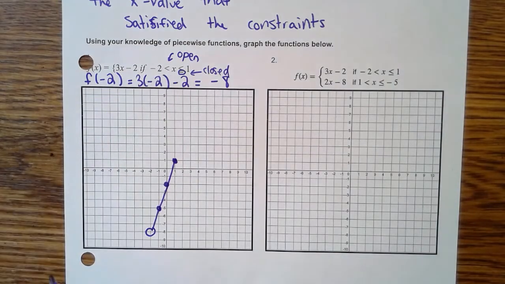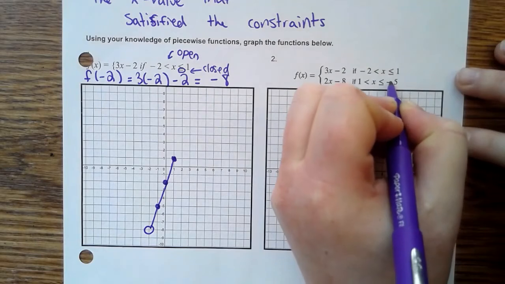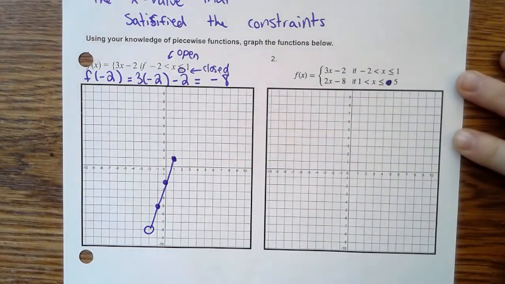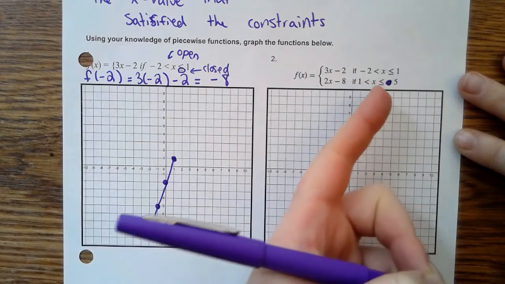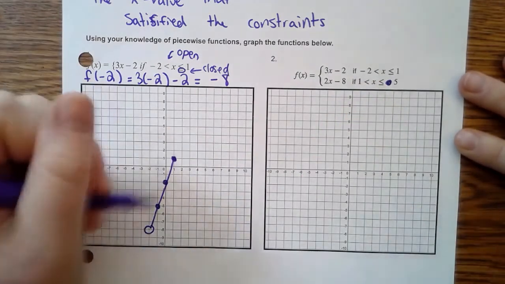Okay, let's try number 2. Number 2 needs an edit. This should be a +5. So let's get started. I'll start with the first one. 3x minus 2 if this. Oh, that's the same as this one. So I'm just going to take a moment and graph this over here again.